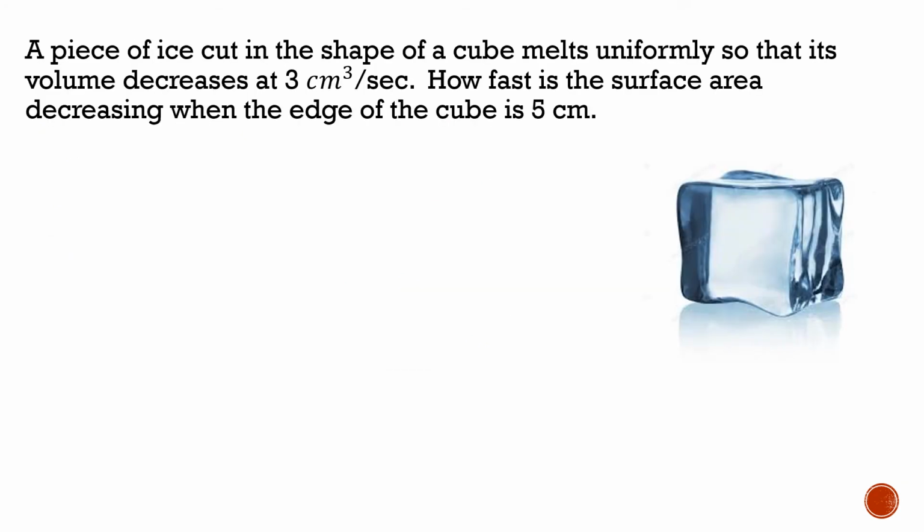All right, example 2. We have a piece of ice cut in the shape of a cube, melts uniformly so that its volume decreases at 3 centimeters cubed per second. How fast is the surface area decreasing when the edge of the cube is 5 centimeters?